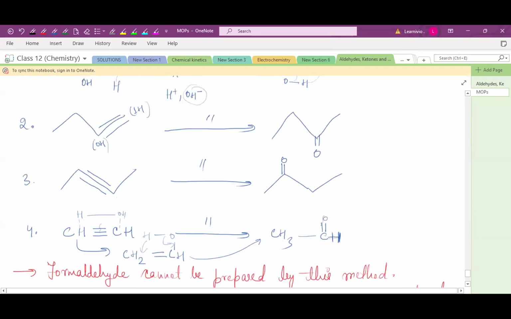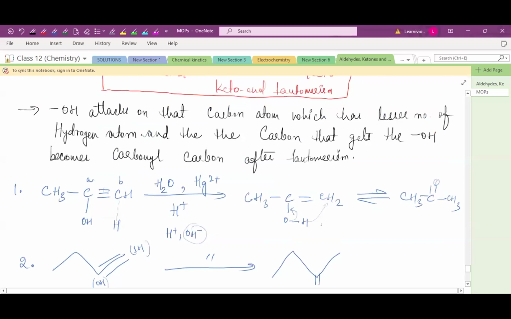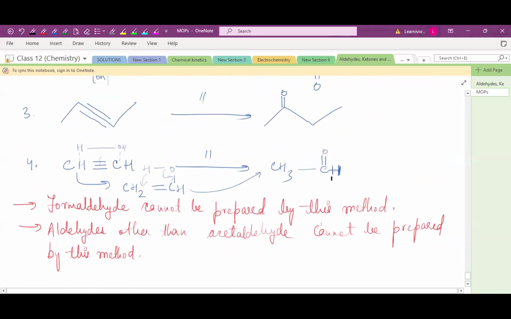Now, in all the processes you can see the product is a ketone, but in the last one the product is an aldehyde, with a CHO group, right? So you can't prepare other aldehydes using this process. You can only prepare acetaldehyde, CH3CHO. CH3CO is the acetyl group and hydrogen is attached, so this is acetaldehyde. If you want to prepare anything other than acetaldehyde, it will become a ketone, not an aldehyde. Why? Because here this is hydrogen.